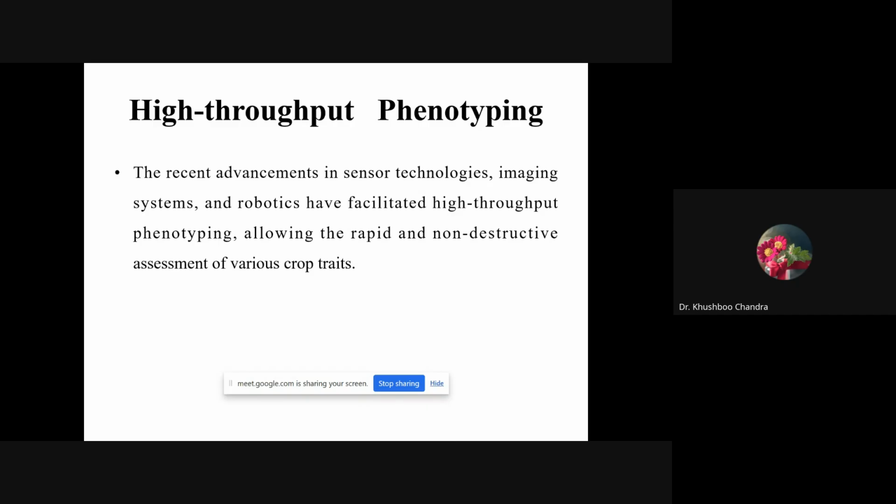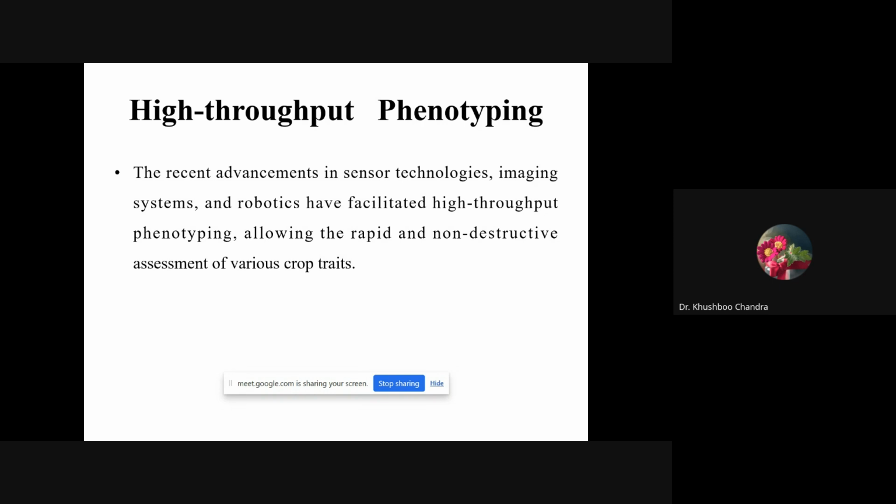Suppose in the field, what we do is tag 5 plants at random, not biased. We make random selections of 5 plants, take the data from them, and do the averaging: plant 1, plant 2, plant 3, plant 4, plant 5 of each replication, and then we take the average of it, right?